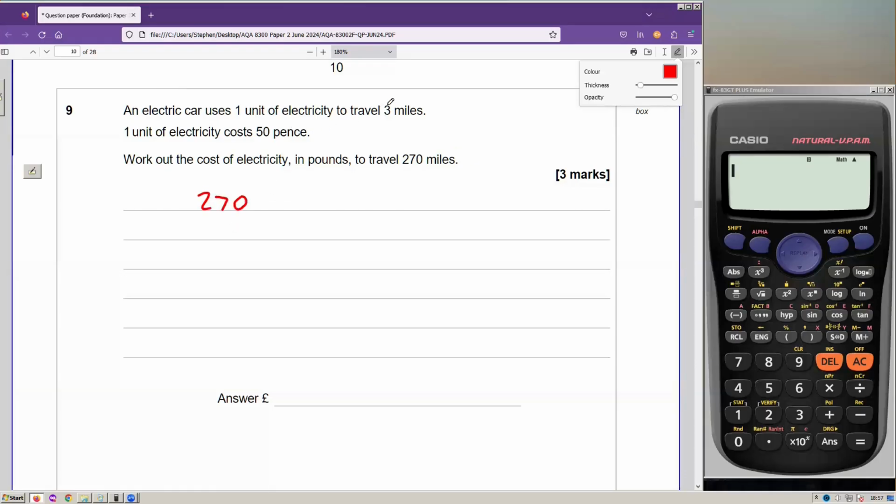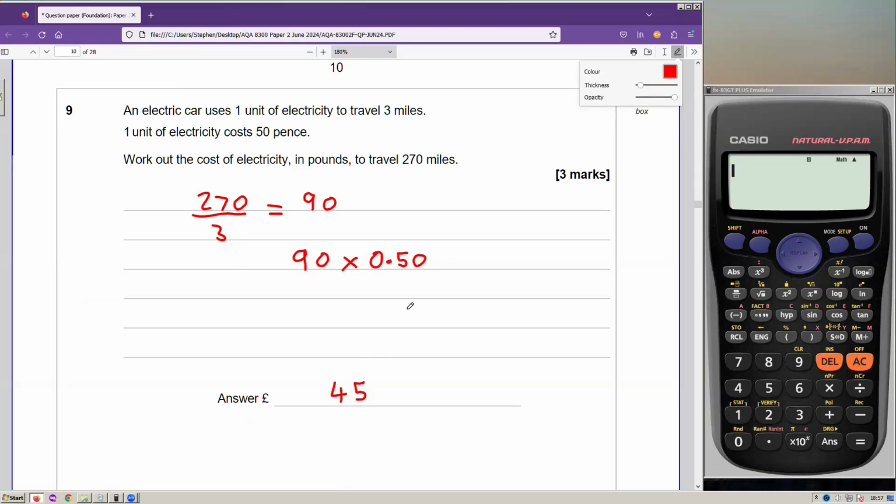And it costs 50 pence to go 3 miles. So if we divide it by the 3, it's finding how many 3 miles there are in the 270. Well, 3 goes into 27 9 times, so it's 90. And then our answer is going to be 90 times, we've got to put the answer in pounds, 0.50. Yes, because it's 90 lots of 3 miles. Well, I can see that's going to be £45. But why do you use the calculator?